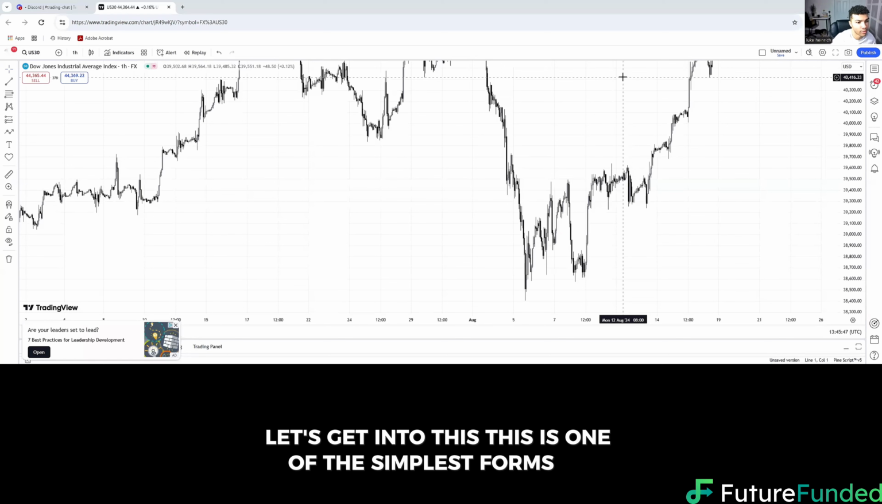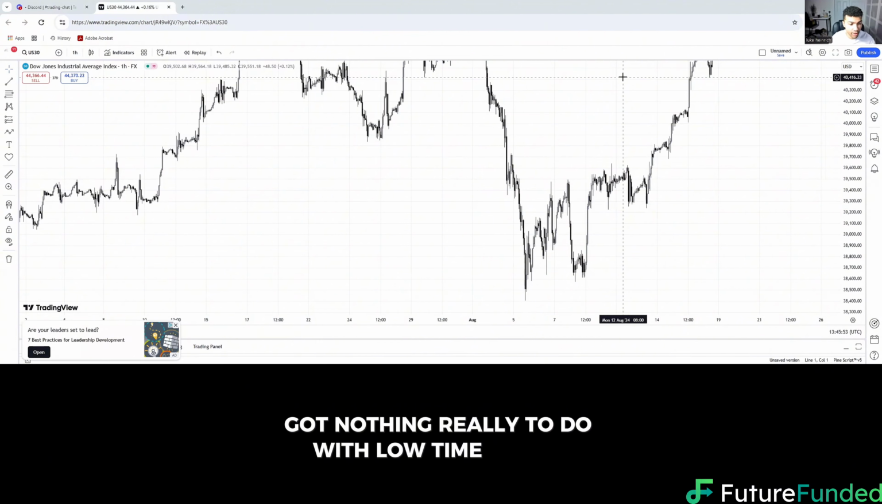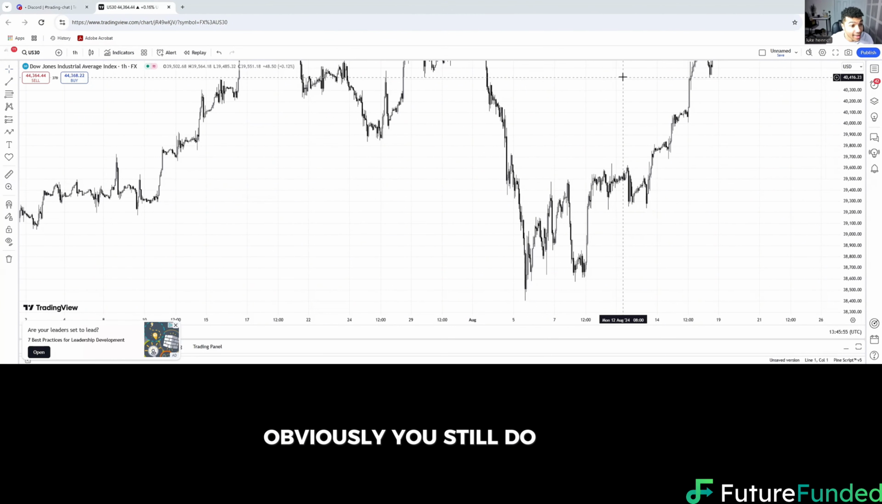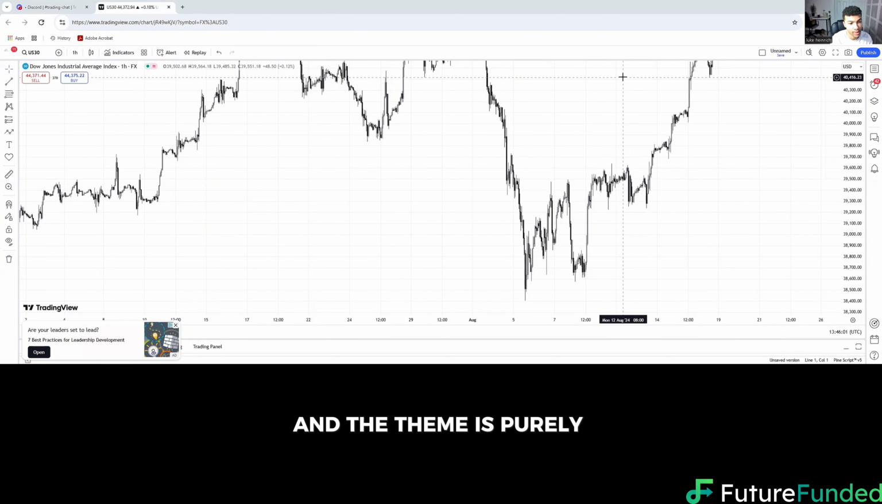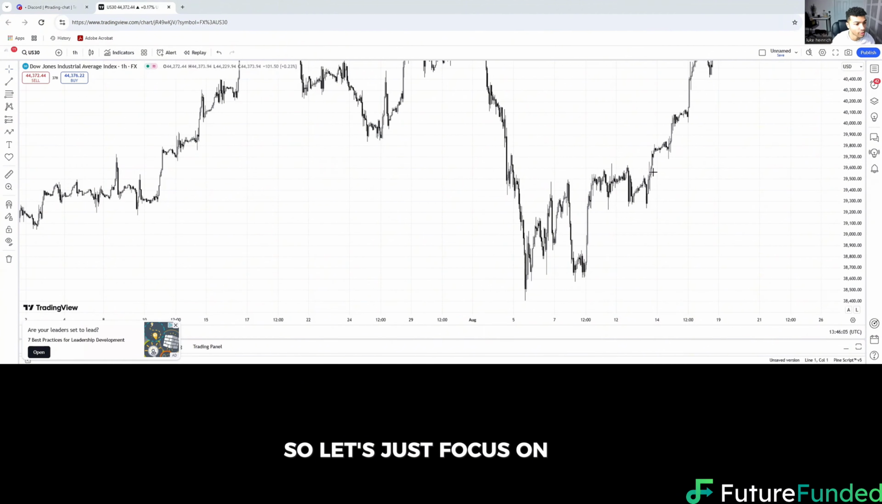This is one of the simplest forms of an entry model that I can look for, and it's all based upon a high time frame structure. It's got nothing really to do with the lower time frame. Obviously, you still do enter on lower time frames like the 1 minute and the 5 minute to get your entry model, but the overall structure of this and the theme is purely based upon the 1 hour and the 4 hour. All right, so let's just focus on US 30.